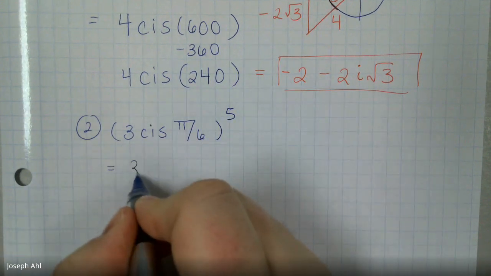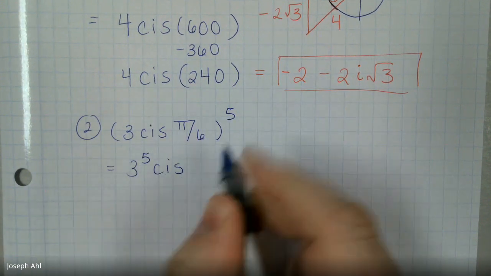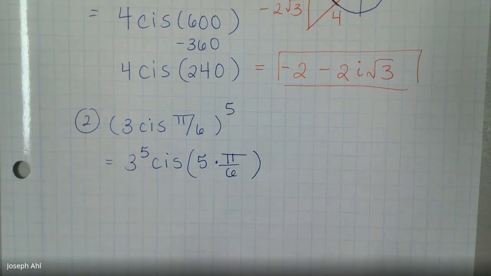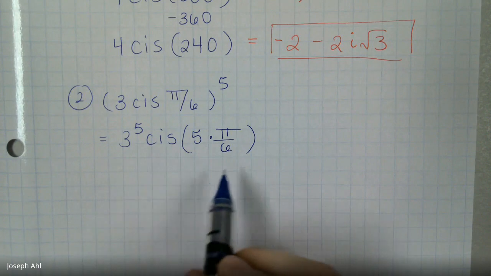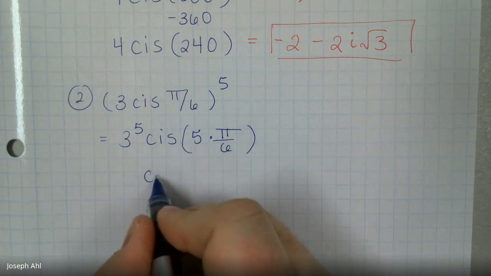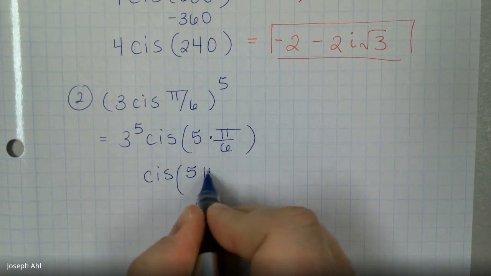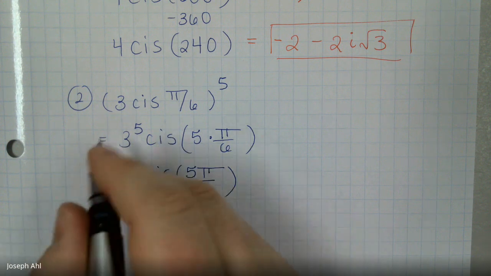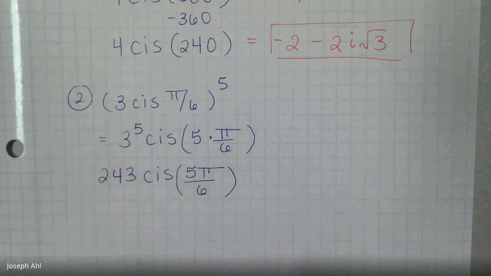So it's going to be 3 to the 5th, cis, and then the 5 is going to get multiplied by the pi over 6 on the inside. What seems potentially a little bit scary at first, 5 times pi over 6 on the inside, is just the angle 5 pi over 6. We can convert that to degrees if needed, but I'm going to leave it in radians, and we'll sketch that in a moment. 3 to the 5th, by the way, is 243. You would just get that from your calculator.